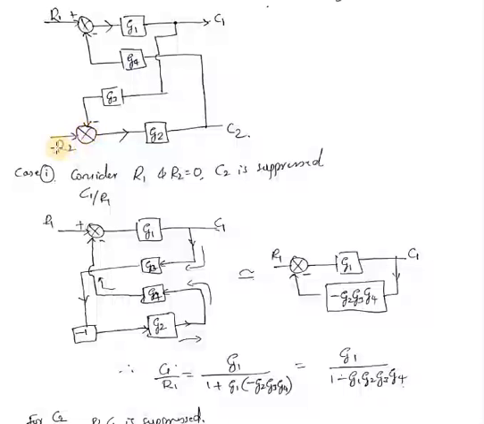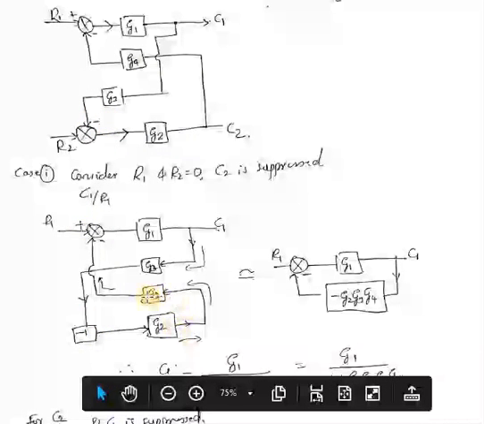At this summing point you are having one more input, but when I make this R2 as 0, I have to replace this summing point by a block of transfer function minus 1 because this signal is with negative sign. So minus 1, G2, remaining things as it is, you have to draw.